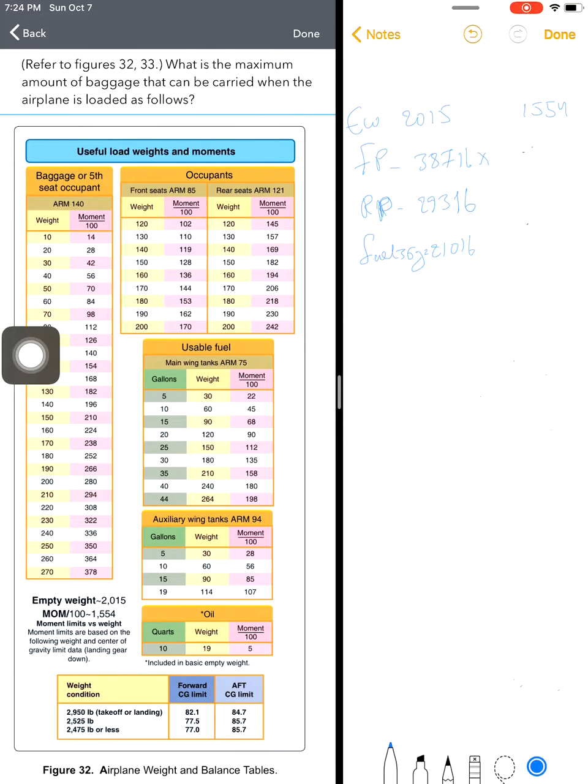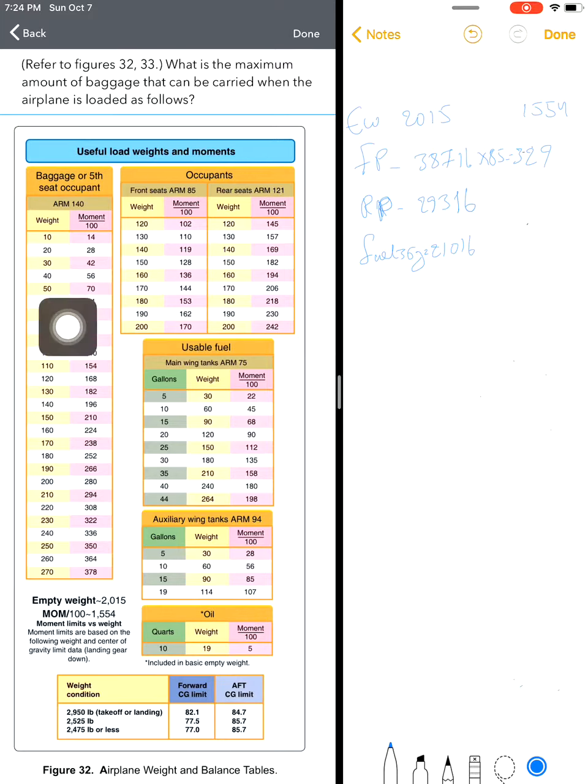Multiply by 85 equals your moment. So 387 multiplied by 85, you get 32,895, which is divided by 100. Divided by 100 equals 328.95. Say 329. That's your moment.